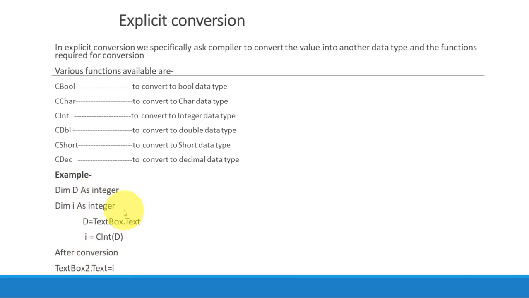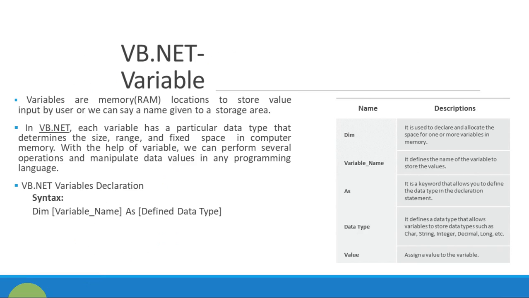Then if we want to assign this value to an integer variable, suppose d is assigned to i, then we have to use a conversion function, and that is the int conversion. First of all, this double data type has to get converted into integer data type with the help of the function CInt. So CInt d will convert the d value to integer type, and then it will get transferred to i. And this is how explicit conversion takes place.